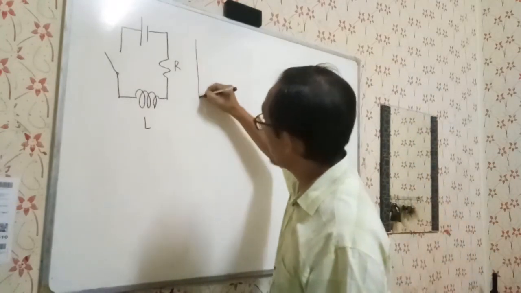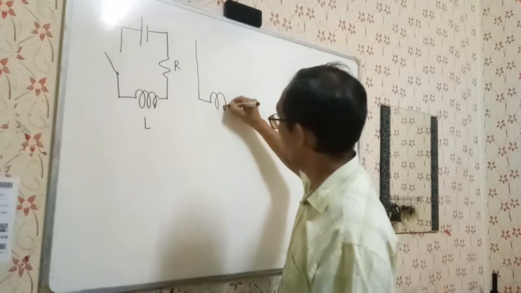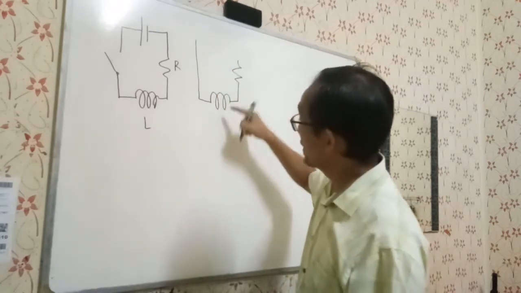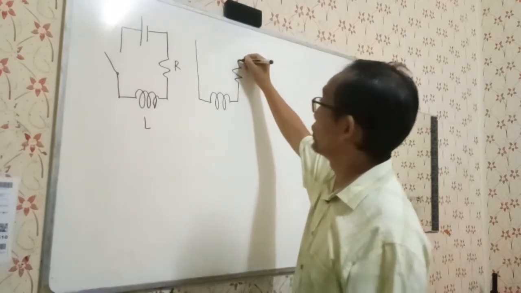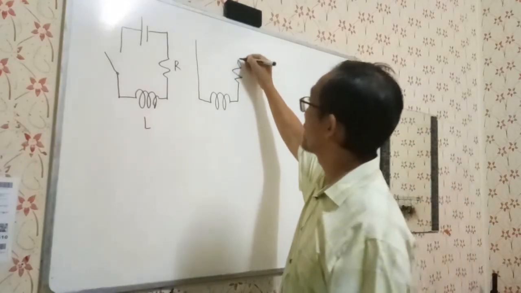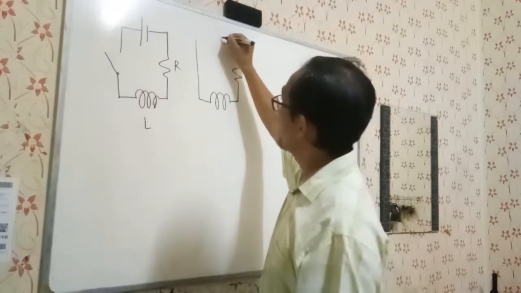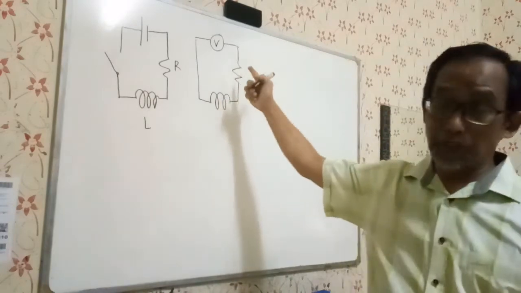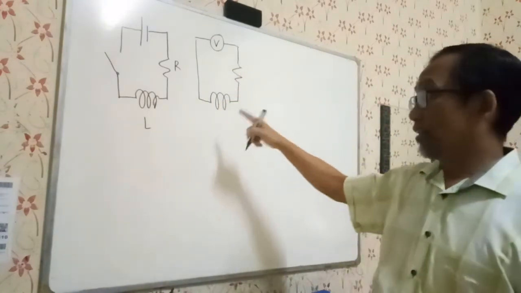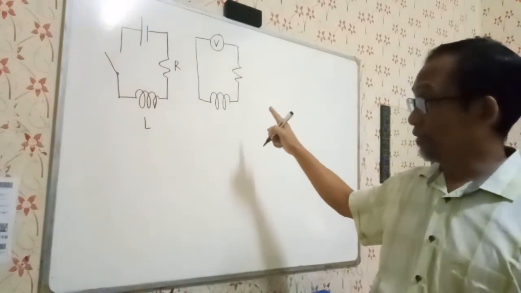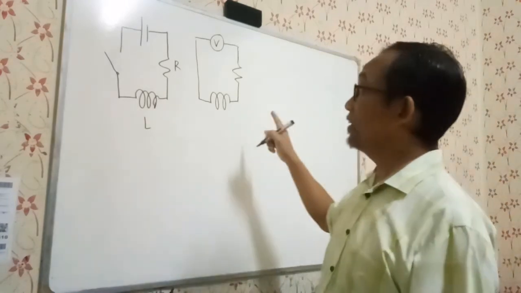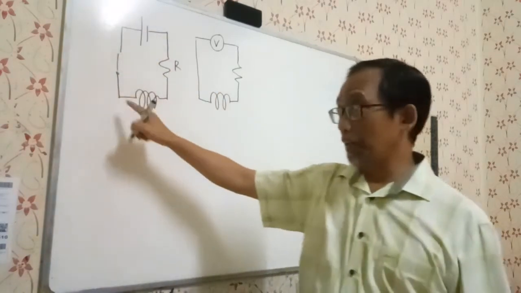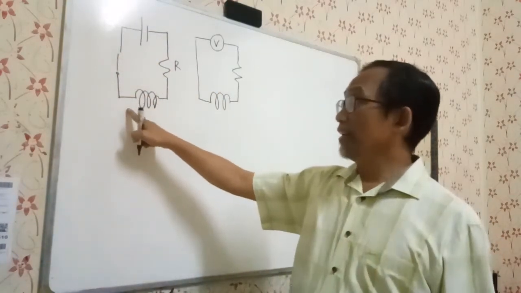Let's say we have another circuit nearby, very close, and there is a coil in this circuit, which we call the secondary circuit, and we have another resistor. And let's say we don't have a battery. We have a voltage meter to measure voltage.